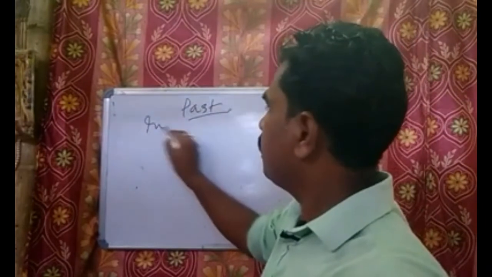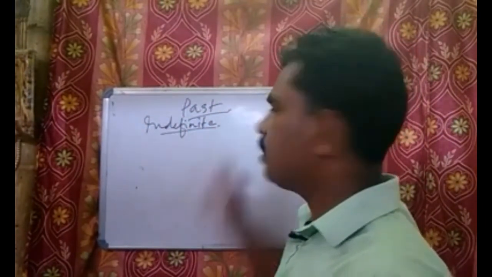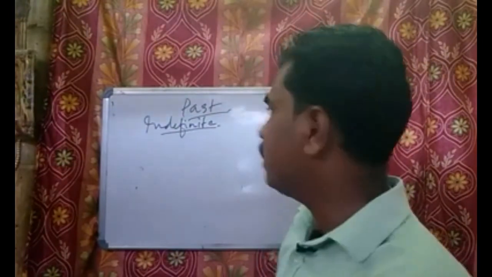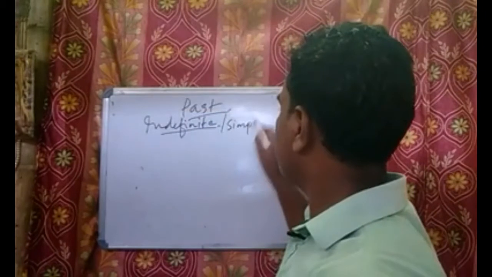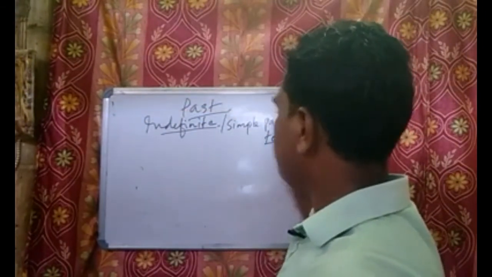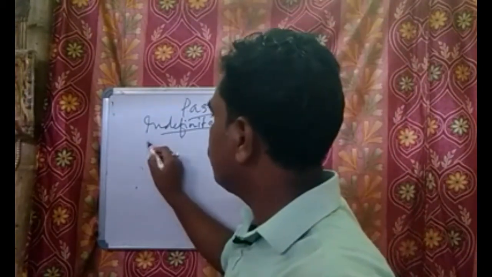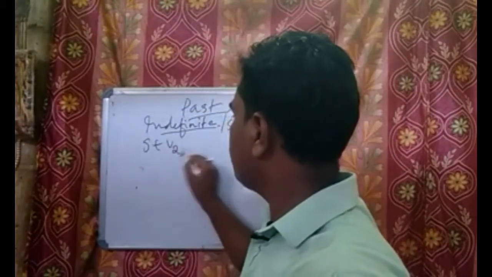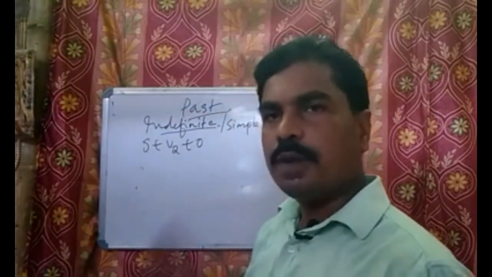First I'll talk about indefinite. The action happened in the past. When exactly, that is not mentioned. Indefinite time in the past, that is past indefinite, or we also call it simple past tense. Okay, simple past tense. So the structure is subject plus second form of the verb, verb 2, past form, plus object.